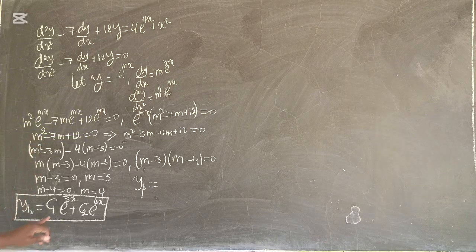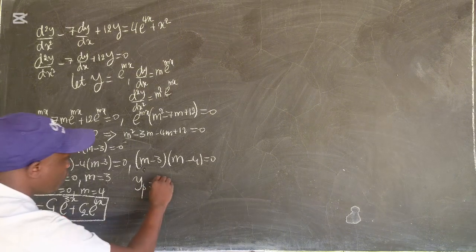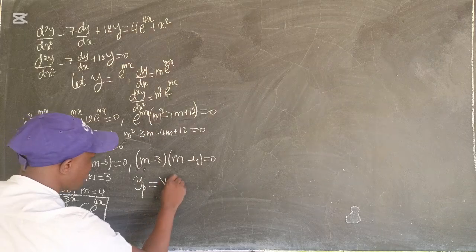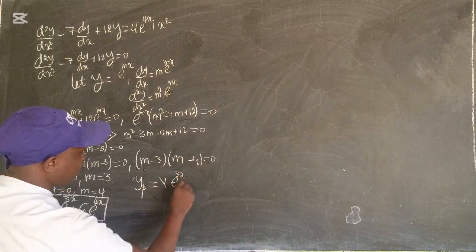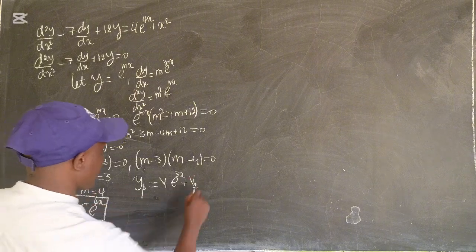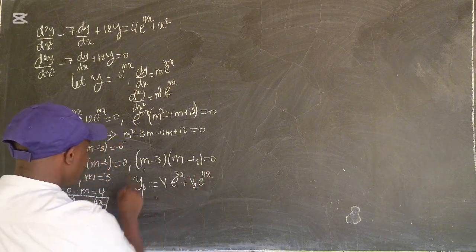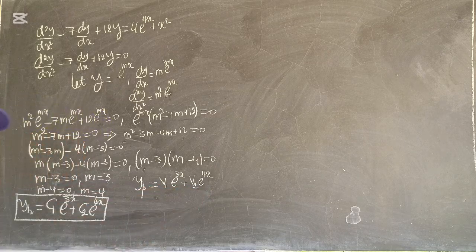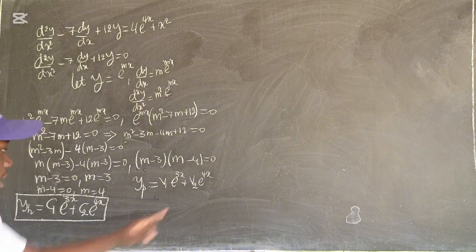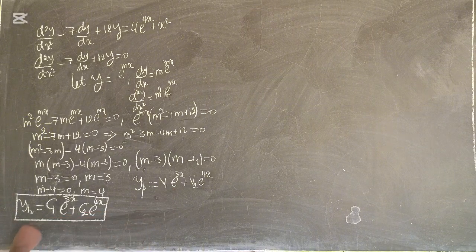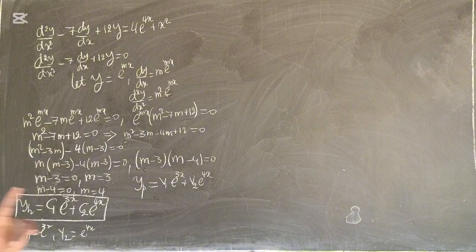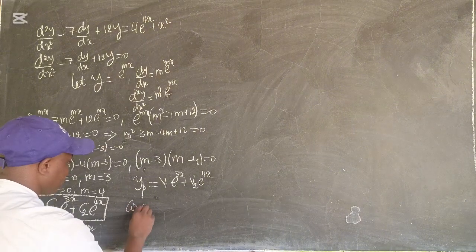Replace C by V. This is to say we have V1 times exponential of 3x plus V2 times exponential of 4x. This will be our particular solution. Our y1 here is exponential of 3x and y2 is exponential of 4x. Here are conditions to follow.